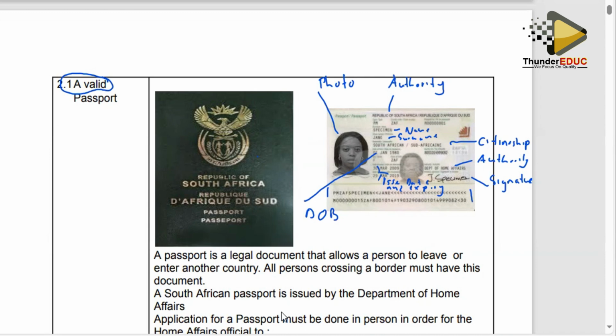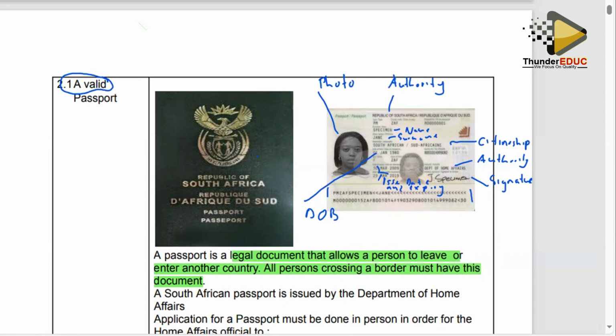So moving on to the definition of a passport. Basically, a passport is a legal document which allows you to be in a particular country. So a passport is a legal, let's highlight this. This is very important. We need to have a clear definition of what a passport is. So I'm going to highlight this part. All right, just to emphasize it, we are going to say that a passport is a legal document that allows a person to live or enter another country.